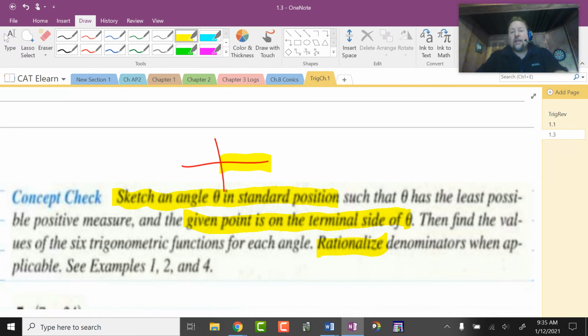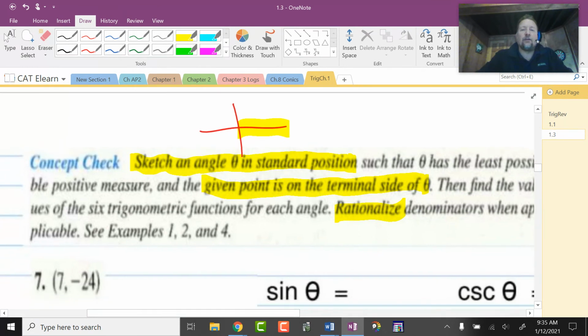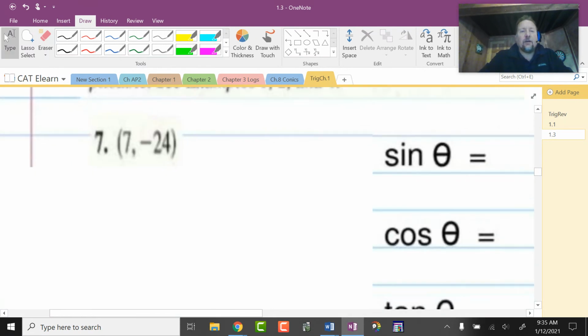So we're going to sketch the angle. Well, actually, we can't sketch the angle first. We have to draw the coordinate first. So that's kind of out of order. We have to draw our coordinate (x, y), then snap back to the origin. That's the terminal side. That's where the angle is created. So I'll show you that in a little better way. Okay, so here we go.